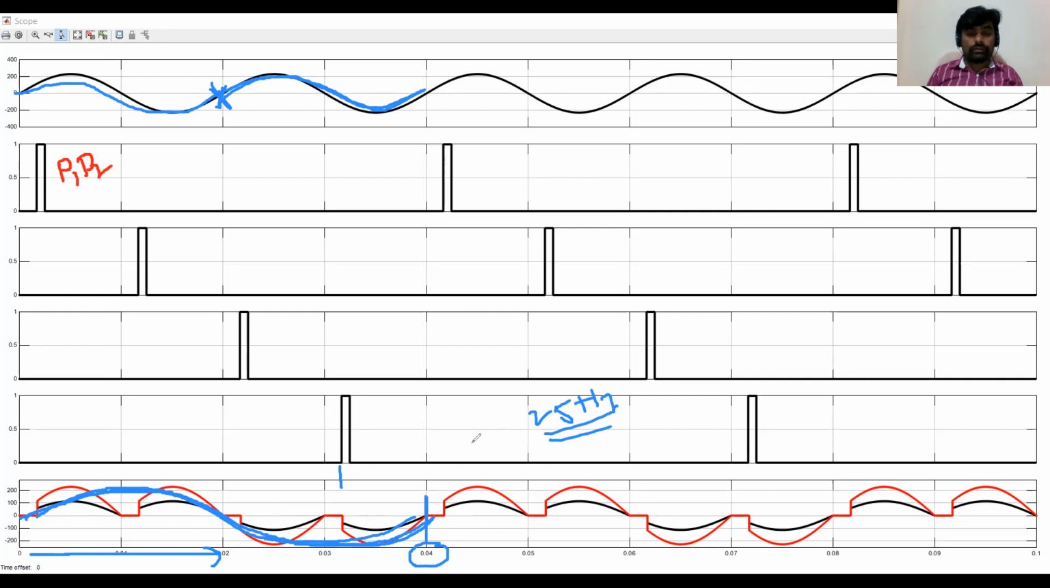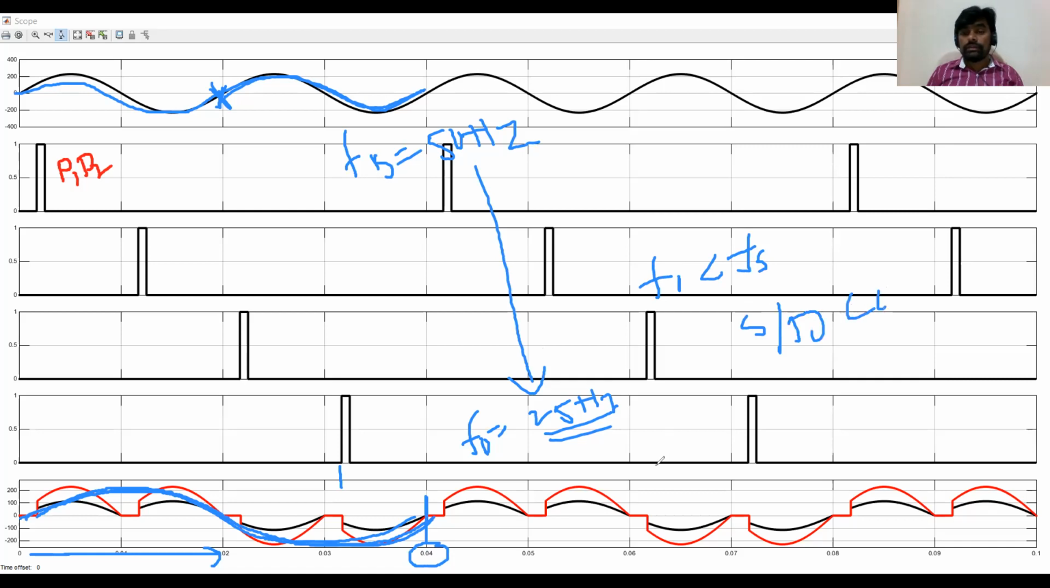So the output frequency is 25 Hz and the input supply frequency is 50 Hz. That means this cyclo converter is converting 50 Hz to 25 Hz, which means the output frequency is less than the supply frequency. So it is called a step down cyclo converter. So this is at alpha equal to 30 degrees.